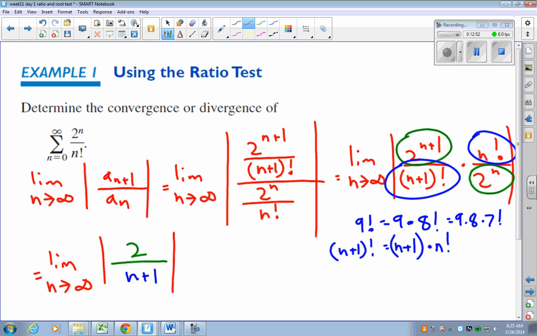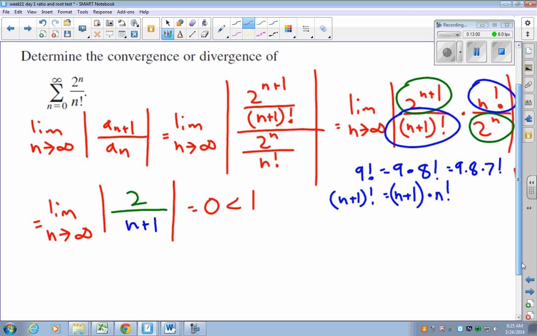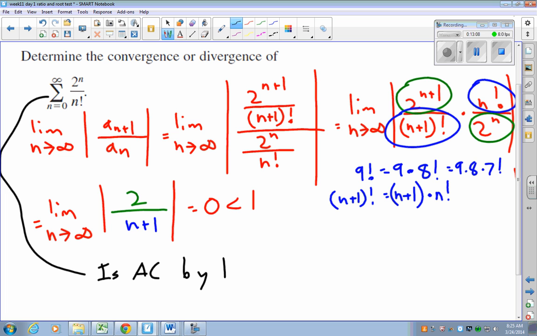Now, when you look at that limit, that thing goes to 0, which is less than 1. So that means my series is absolutely convergent by the ratio test. Okay? That's just one of them.